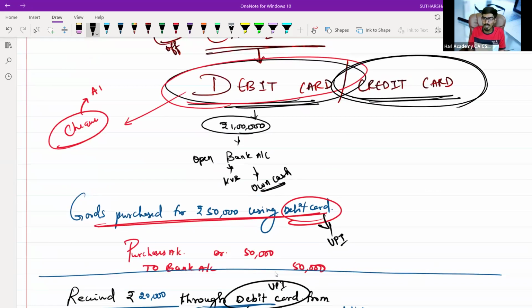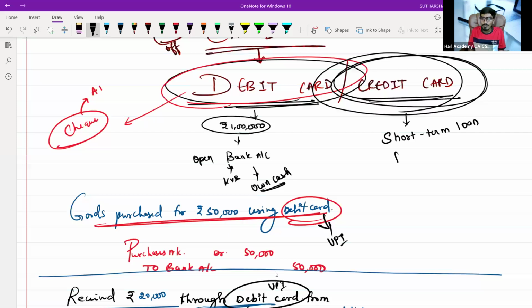Now come to the credit card. What is a credit card, sir? Here, I want to give clarity. Basically, it will be treated like a short-term loan for a period of 45 days. Basically, it could be 30 days or 50 days; I will take 50 days. Assuming the same entry using a credit card, I want to give you clarity over the concept.